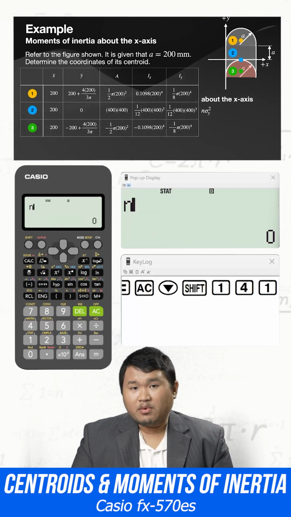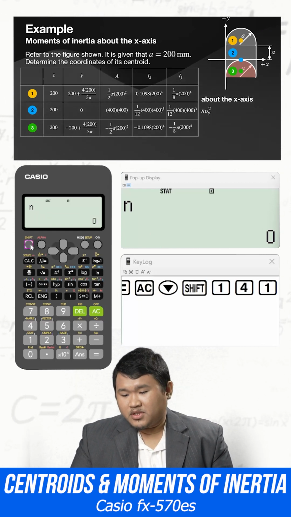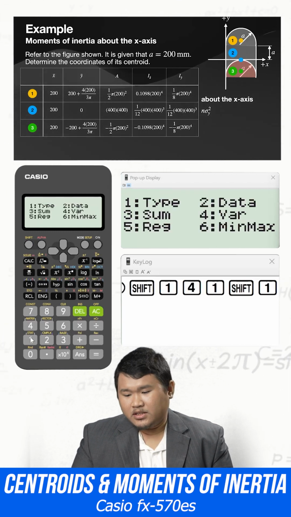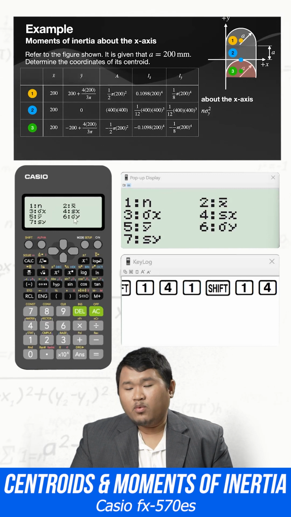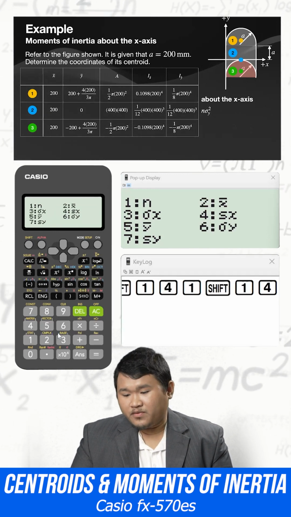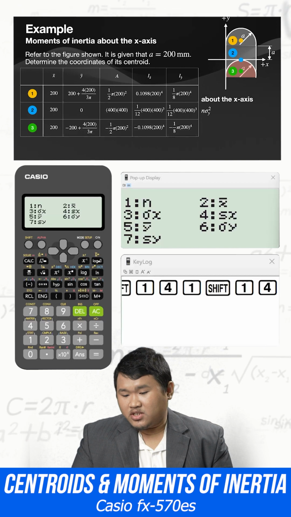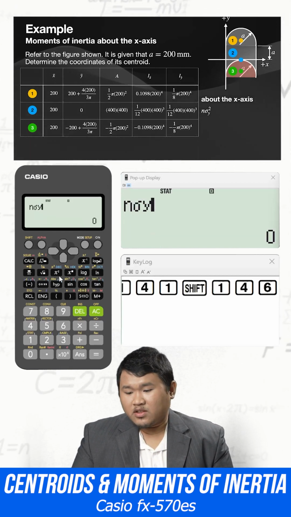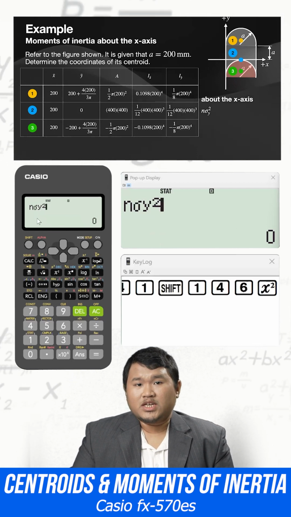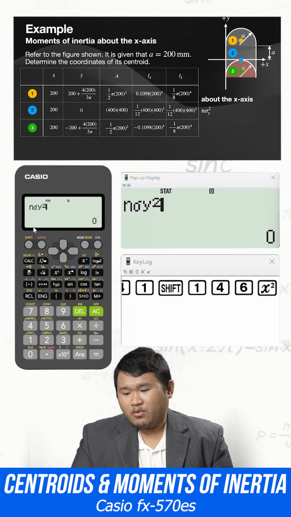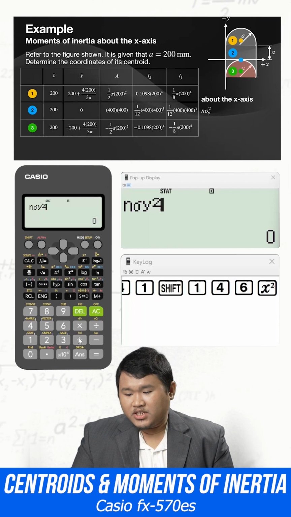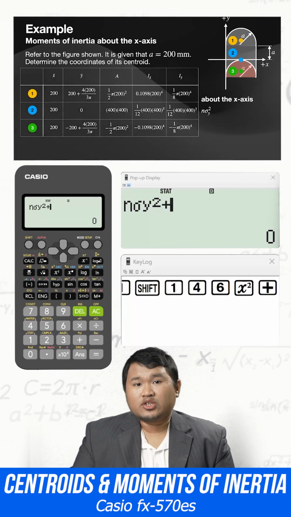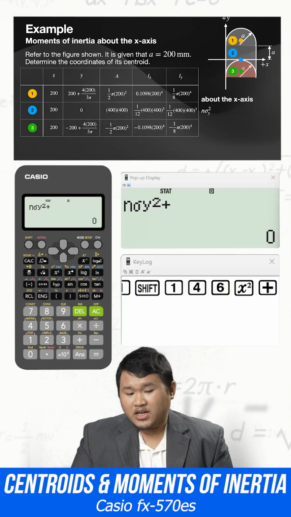And then sigma y, let's input shift and then stat and then var again, and then sigma y. So that's the standard deviation of the y values in this table. So, option 6, and then we will square it to get the variance. So that's how we input n sigma y squared. Next in the table is we will add all the x coordinate moment of inertia one by one.